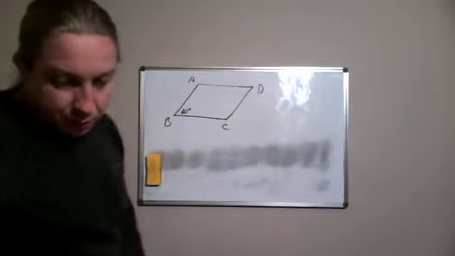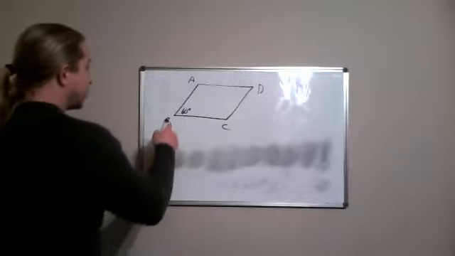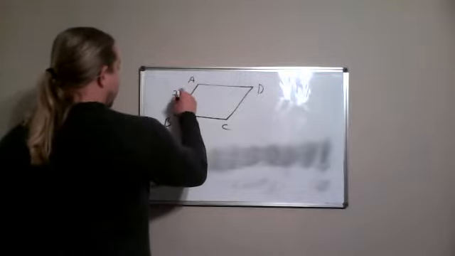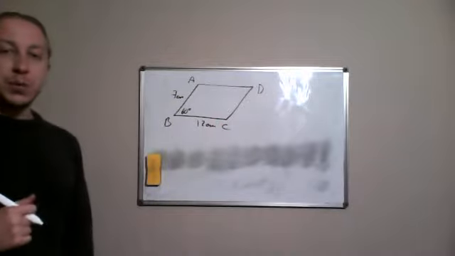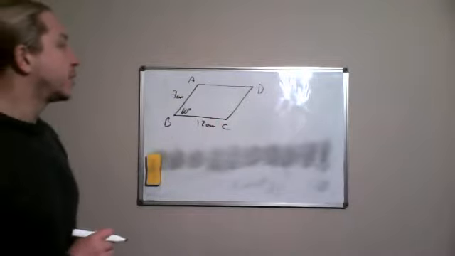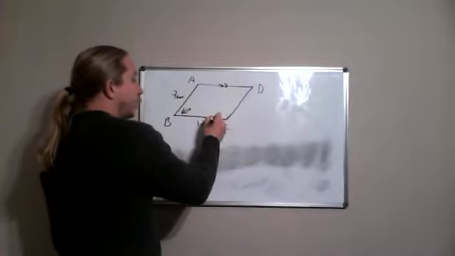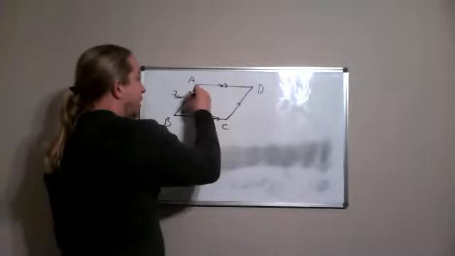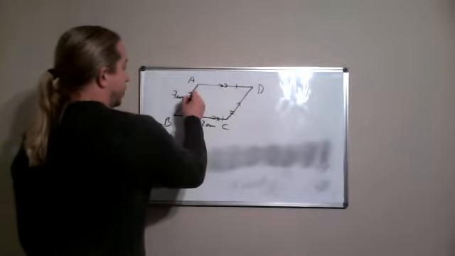What are the measurements? AB is 7, BC is 12. This is what we need to construct, but we obviously need to construct it perfectly. We know that these lines are parallel, or we need to make them parallel, and so are those. And these are the same, and those are the same.